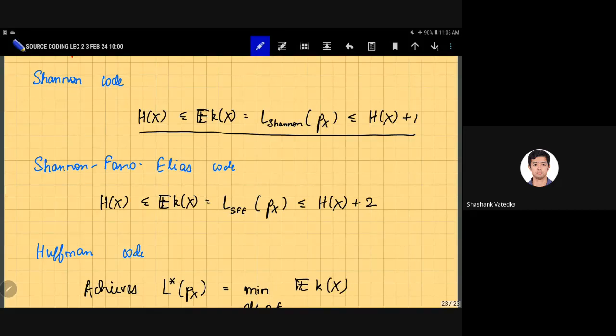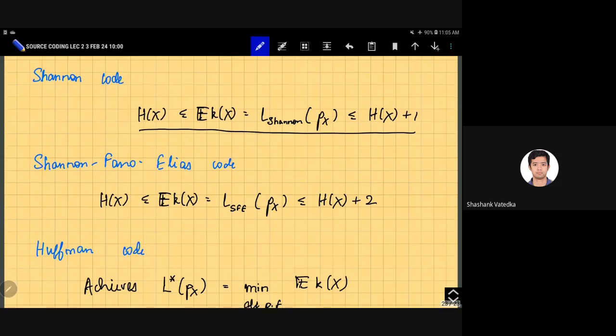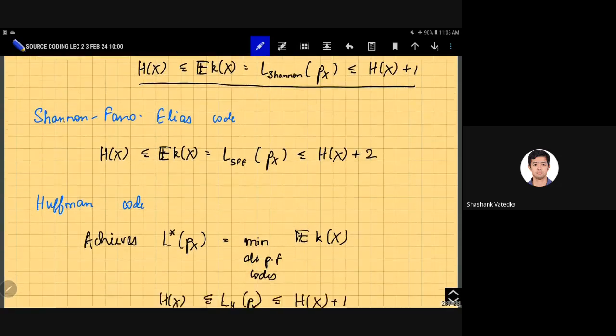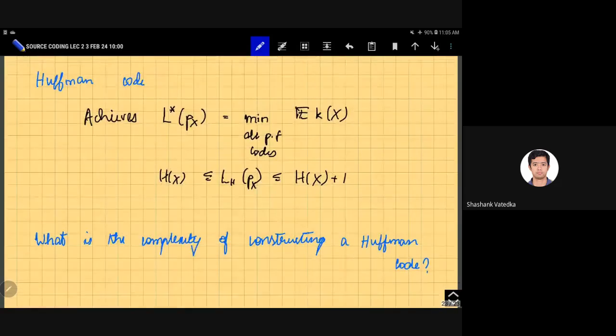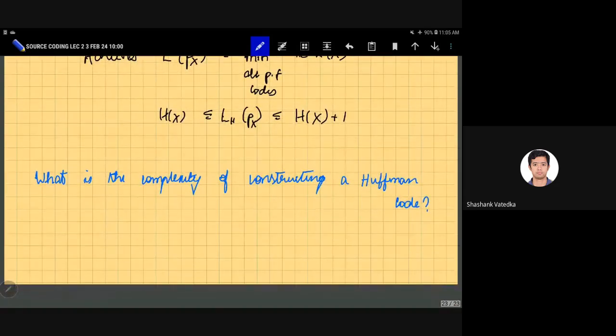All right. So one question that was raised in an earlier class when we were discussing the Shannon-Fano-Elias code was: why do we even need this? We know that the Huffman code is optimal; it achieves the minimum expected length. Then why do we need a separate Shannon-Fano-Elias code? We'll see the reason for that today. But even before we go to that, there's one important point that we need to discuss. What is the complexity of constructing a Huffman code? At least in terms of the order, what is the number of operations required to construct a Huffman code?